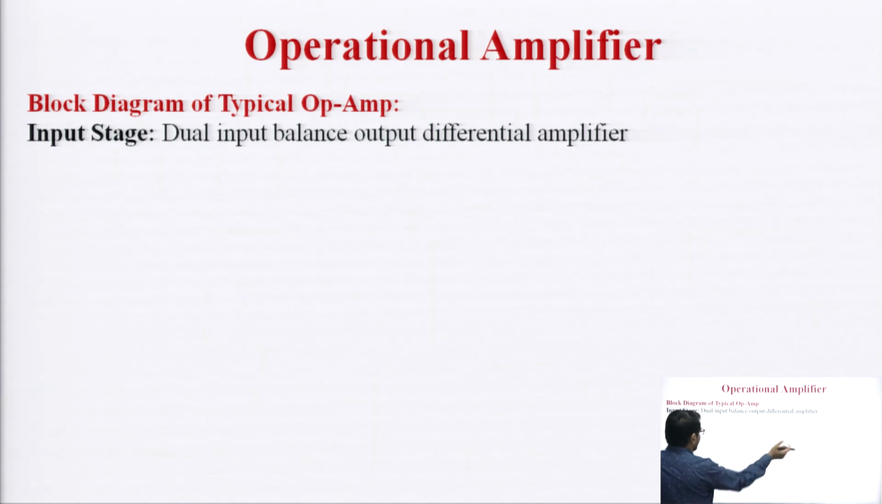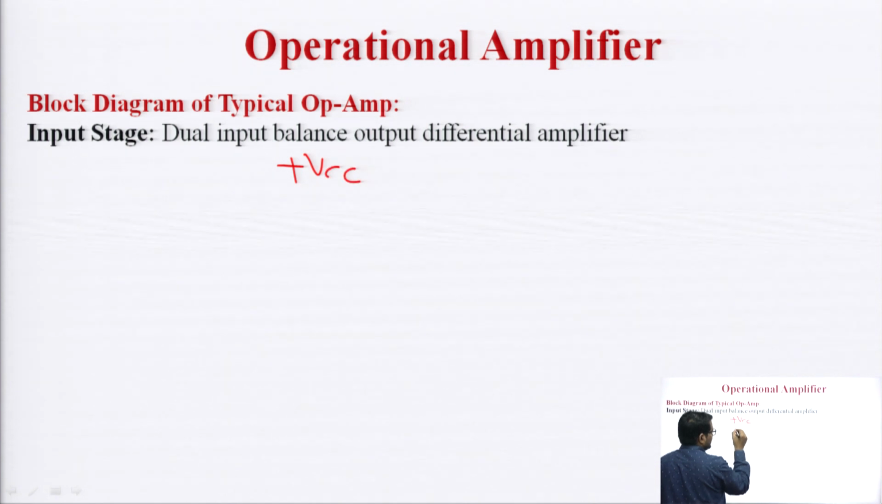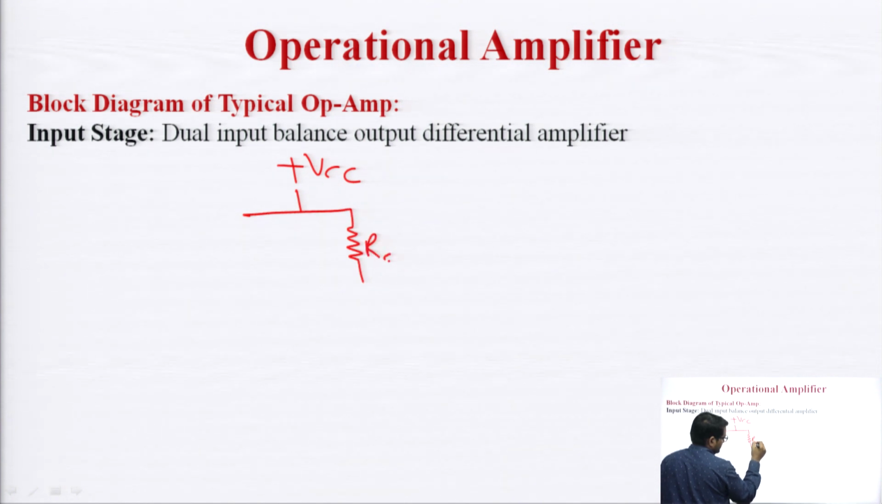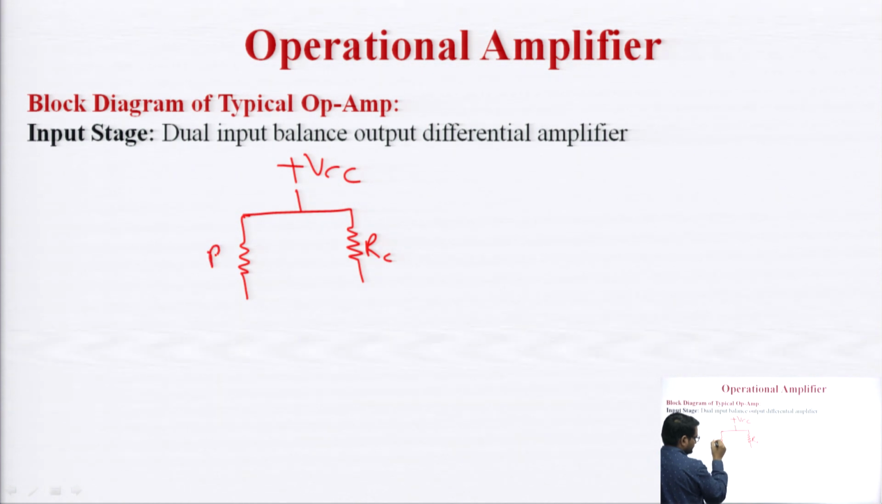So we take a typical diagram of a differential amplifier. It is made with two identical BJT transistors, Q1 and Q2.